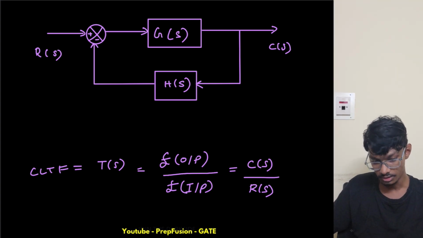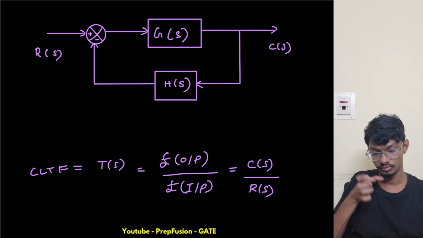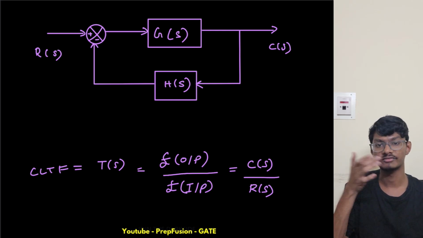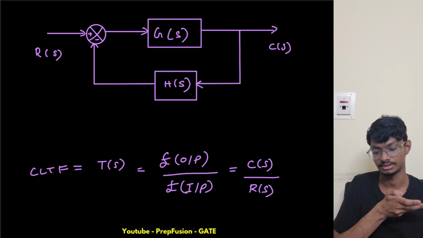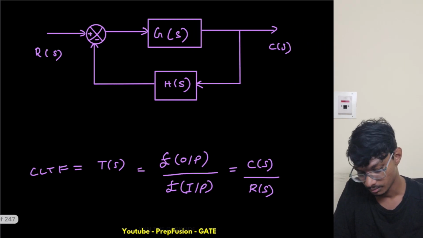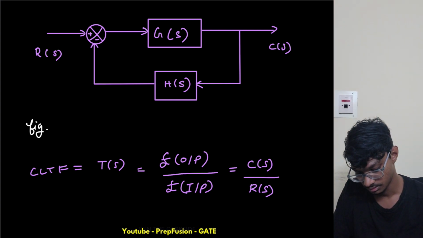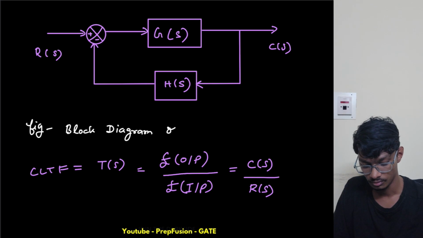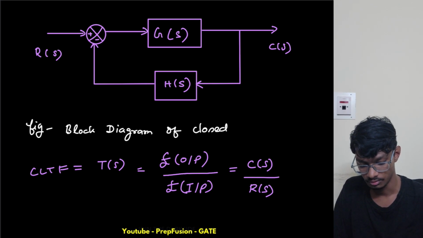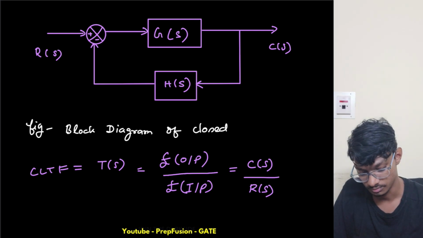I think this video has already got lengthy. So what I'll do is we'll learn the closed loop negative feedback and positive feedback in the next lecture, and then the open loop, all those things, in the next lecture. So let me just give a quick recap, but before that let me write this as a figure: block diagram of closed loop system. This is how we represent a closed loop system.